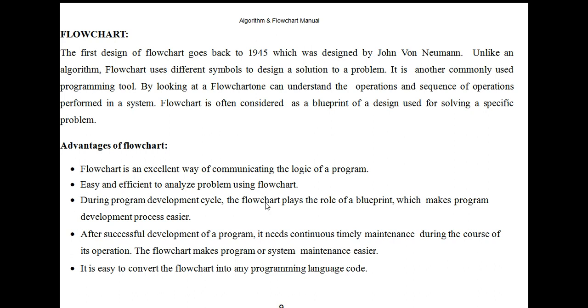During the program development cycle, the flowchart plays the role of a blueprint, which makes the program development process easier. So in your flowchart, you will have certain flow symbols, and using these symbols you will represent the flow from one symbol to the other symbol. So that gives you a blueprint. Using that blueprint you can develop your program very easily. The development process will be very easy by just looking at that blueprint, and it is very efficient also.